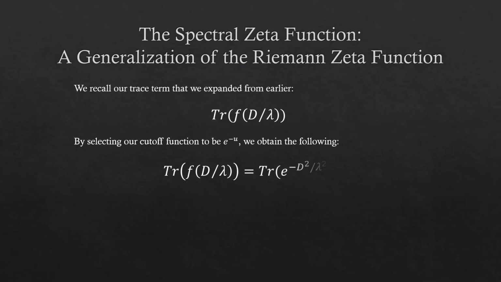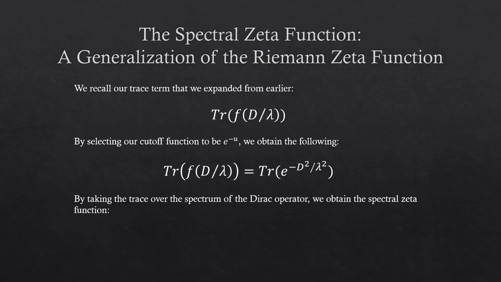We're going to square operators because the Seeley-DeWitt coefficients a sub k operate on D squared. So when we use e to the negative u, we promote to the trace of e to the negative D squared slash lambda squared. By taking the trace over the spectrum of the Dirac operator, we obtain the spectral zeta function.